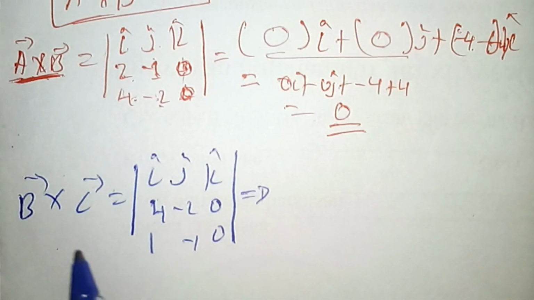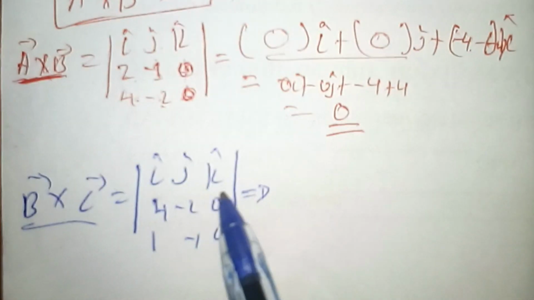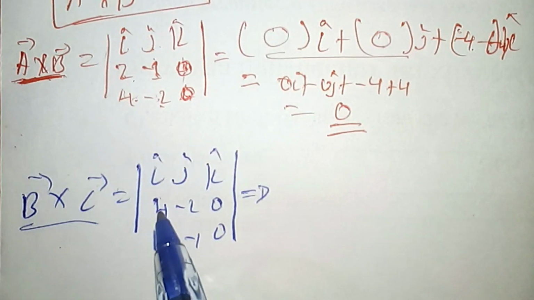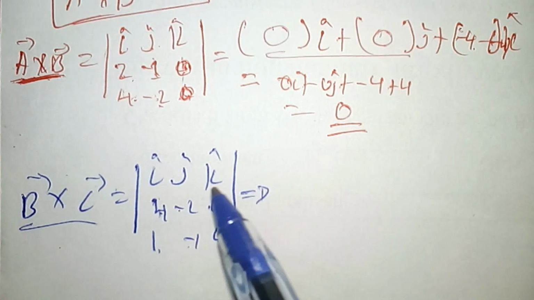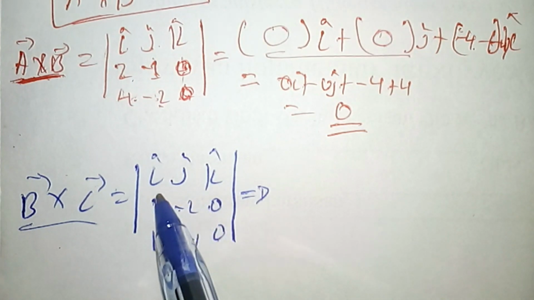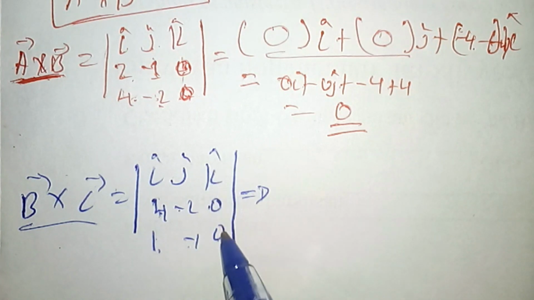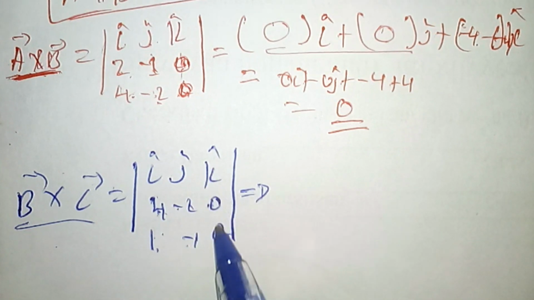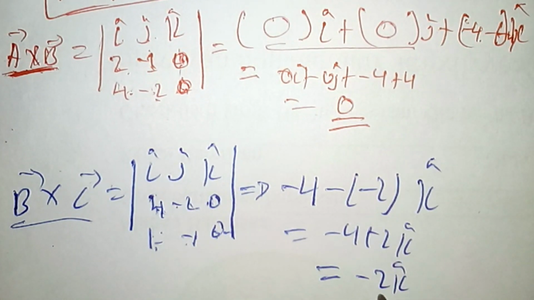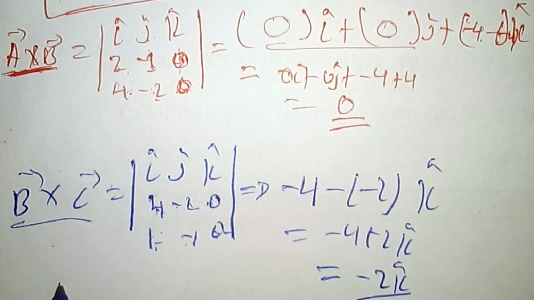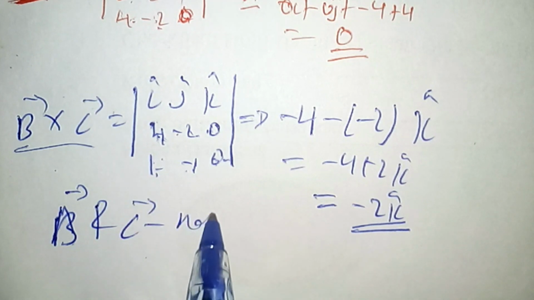Okay, on alternative C, we have to test for B and C, the pair of vectors B and C. The components of B are 4, minus 2 and 0. The components of C are 1, minus 1 and 0. If I do the cross product of them, the i and j terms go to 0 because the k terms are 0 here, but the term which survives is the k term. That means it is minus 2k. Since this is different from 0, vector B and vector C are not collinear.